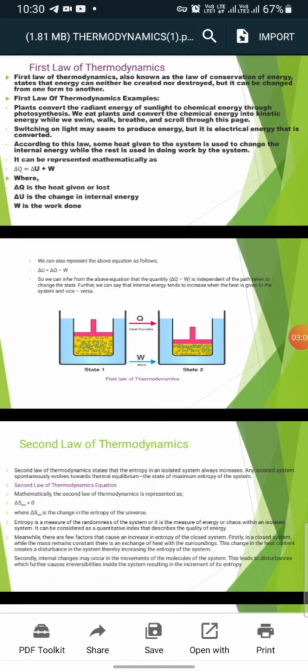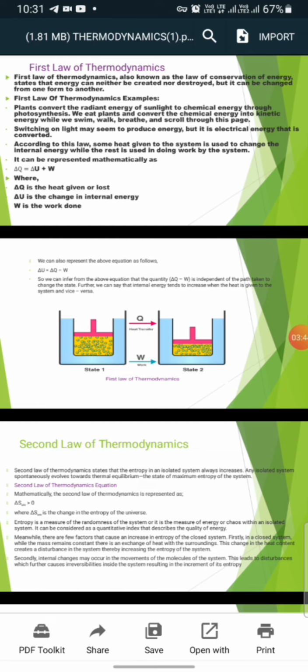Second law of thermodynamics. The second law of thermodynamics states that the entropy in an isolated system always increases. Any isolated system spontaneously evolves towards thermal equilibrium, the state of maximum entropy of the system. The second law is mathematically represented as del S universe greater than 0, where del S universe is the change in the entropy of the universe. Entropy is a measure of the randomness of the system, or the measure of energy or choice within an isolated system. It can be considered as the quantitative index that describes the quality of energy.